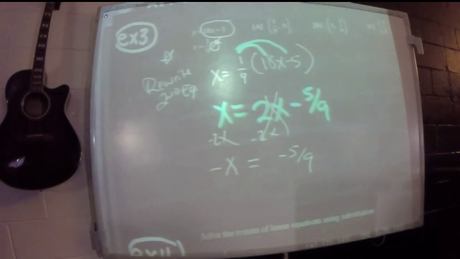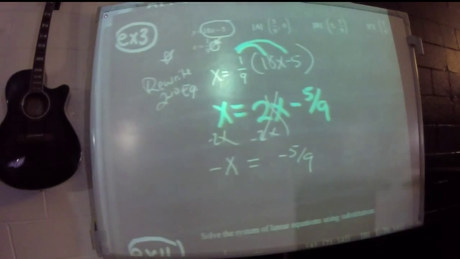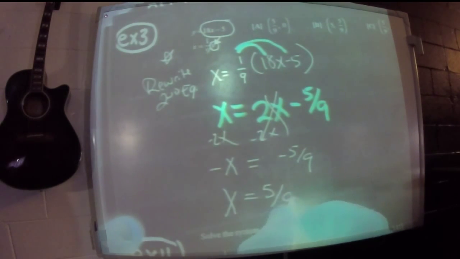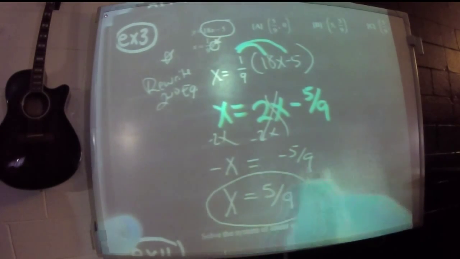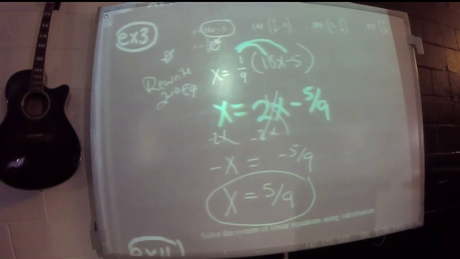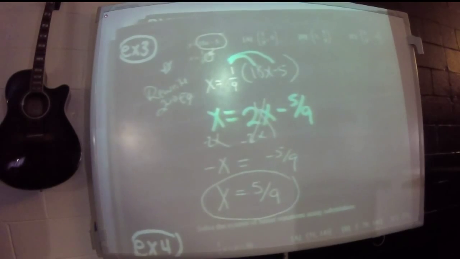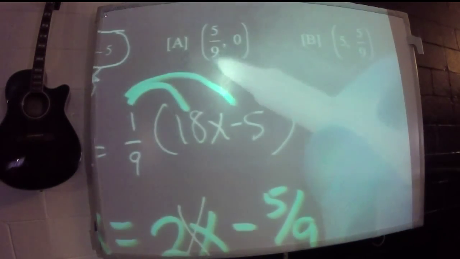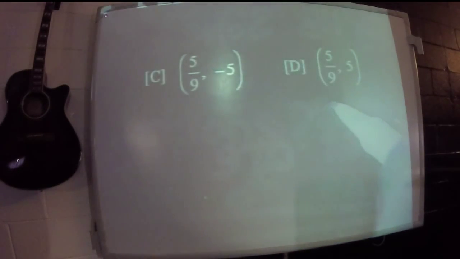So what's regular x? Positive 5/9. So we just change the signs. See, that's why you should have gone with the first one, because you would have got the answer right off the bat. Well, look, if you look at our 4 answer choices, 3 of them have x as 5/9, right? So it could be A, it is not this one. It could be C or D.